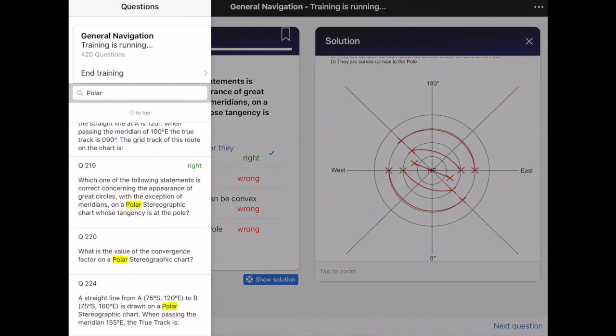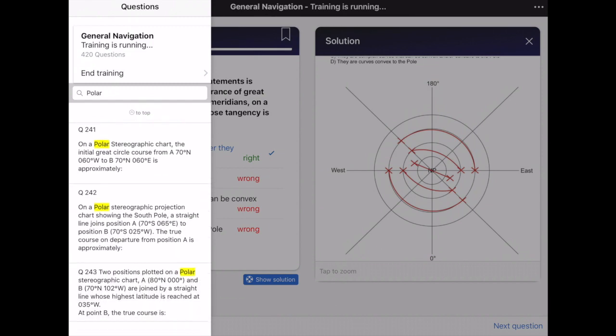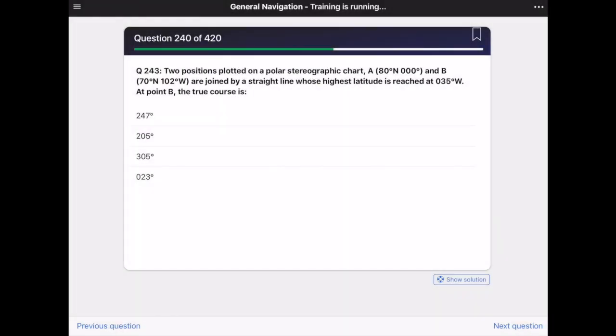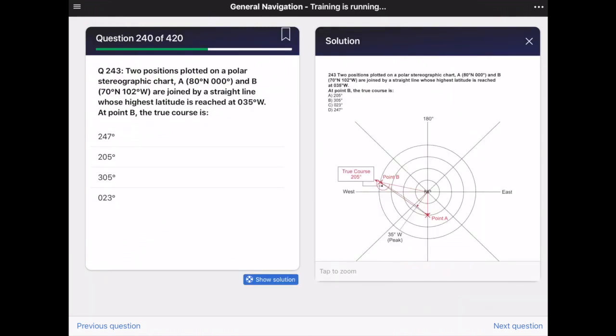So let's jump to another question. Here we have to calculate something. 2 positions are plotted on a Polarstereographic chart, A and B, Alpha and Bravo, and also the coordinates are given. They are joined by a straight line whose highest latitude is reached at 35 degrees west at point B. The true course is, and that's the question. We have 4 different answers again. Let's jump directly to the solution.